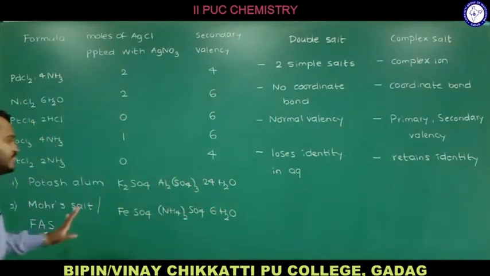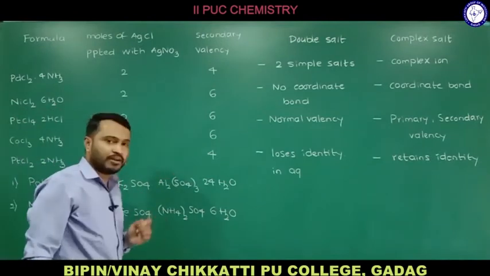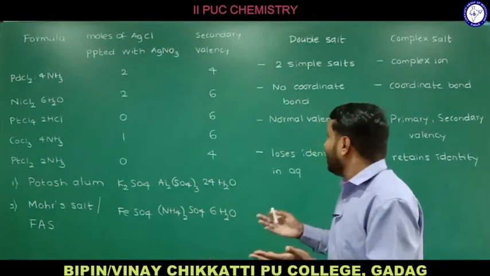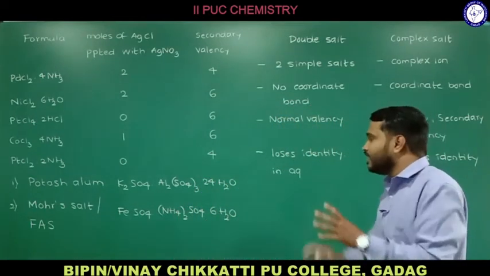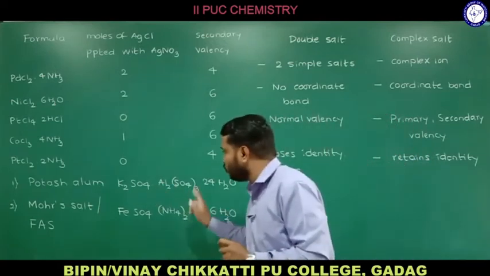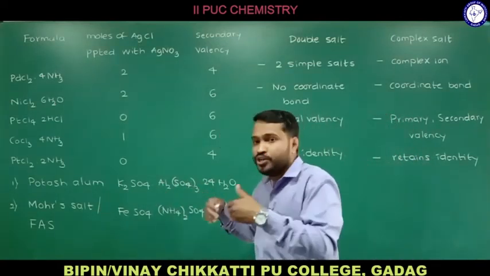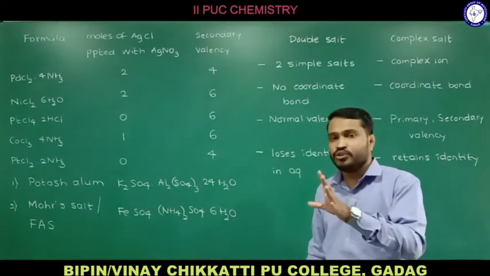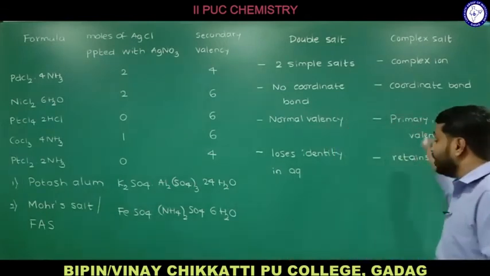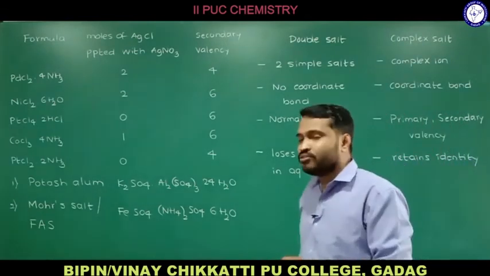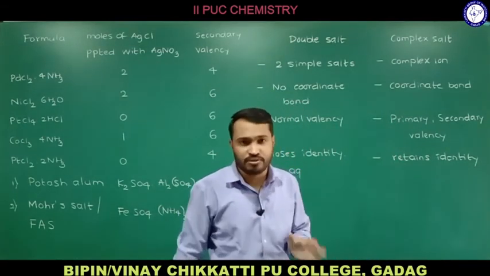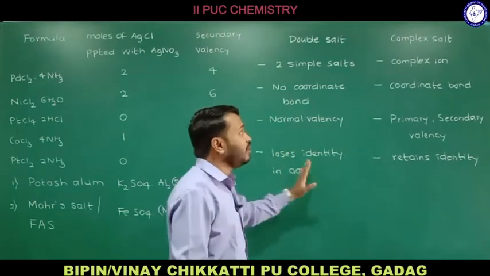These two are the best examples I can give, potash alum and Mohr's salt or FAS. So these are formed by two simple salts and they have the normal valency. Of course the coordinate bond will not be there, and these are going to lose identity when dissolved in water. So when you dissolve in water, the property of potash alum is lost, and the individual properties of K2SO4 and the individual properties of Al2(SO4)3 are obtained. Whereas in the case of a complex ion, even if you dissolve in water, even though it undergoes ionization, it does not lose its property; it will be the same in aqueous solution or water. That is the main difference between double salt and complex salt.